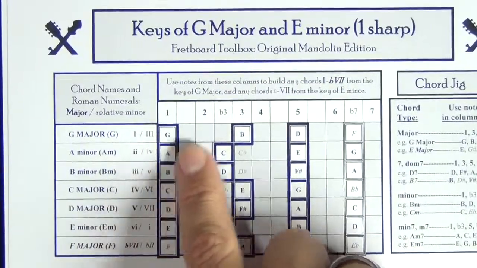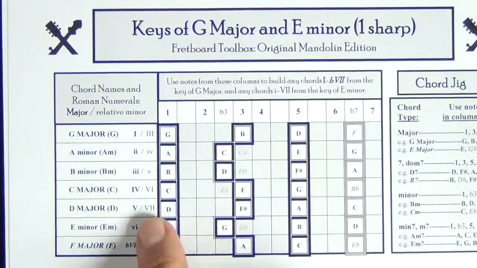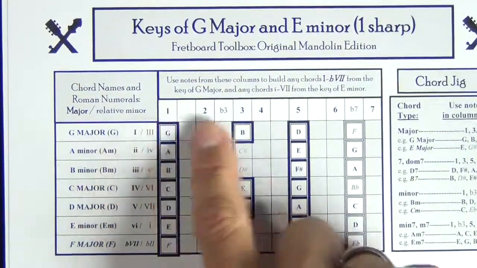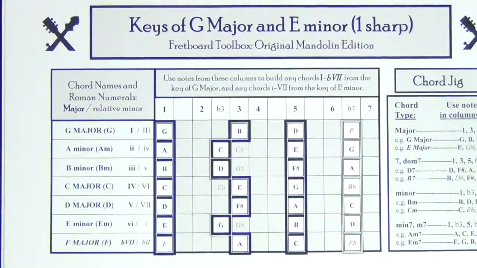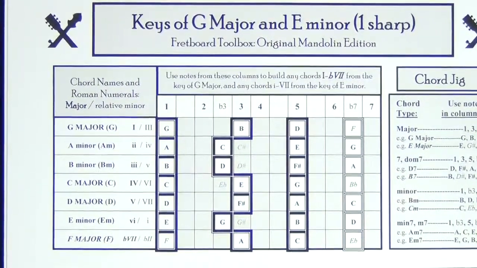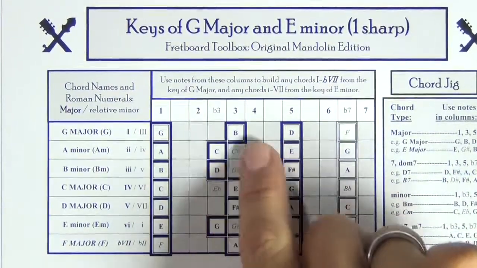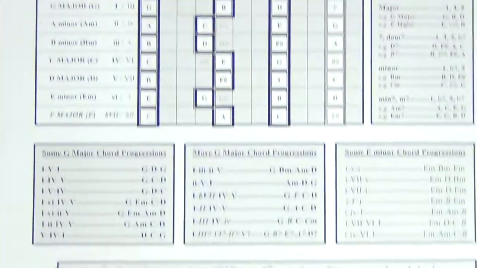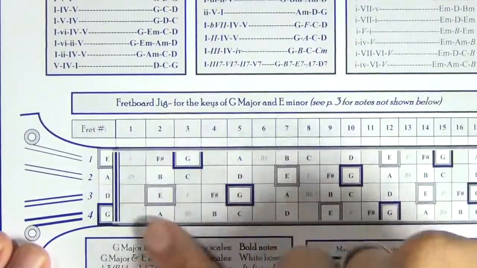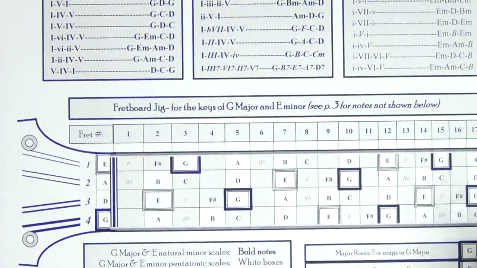So G-D-G, we need the notes G, B, and D, D, F sharp, and A, and then G, B, and D. And if you don't know about building chords, check out my building chords in G major video to see if that helps you follow this a little easier. But we're going to play G major, D major, G major here.